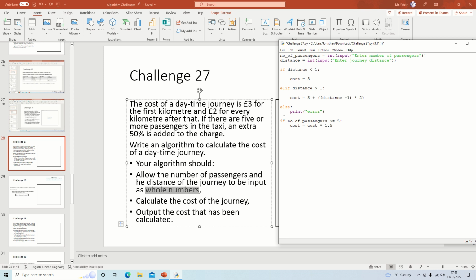And again, this is one of those things where you could say elif number of passengers less than 5, but we don't actually need to. It's just if it's anything other than greater than or equal to 5, then the cost stays the same.